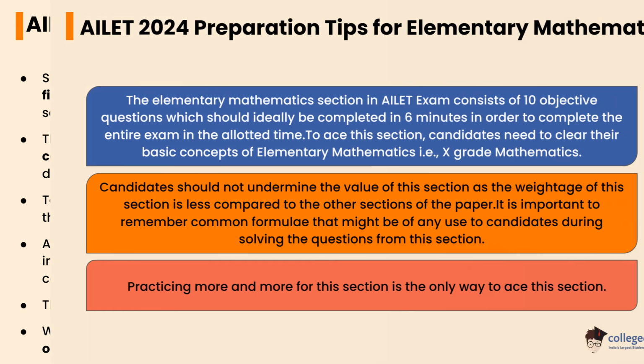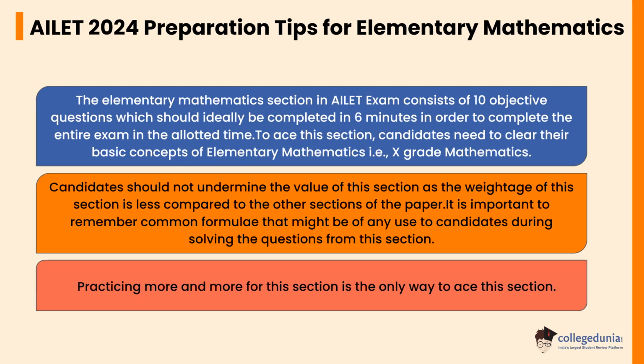Let's check the AILET 2024 preparation tips for elementary mathematics. The elementary mathematics section in AILET exam consists of 10 objective questions which should ideally be completed in 6 minutes. In order to complete the entire exam in the allotted time and to ace this section, candidates need to clear their basic concepts of elementary mathematics, that is X grade mathematics.